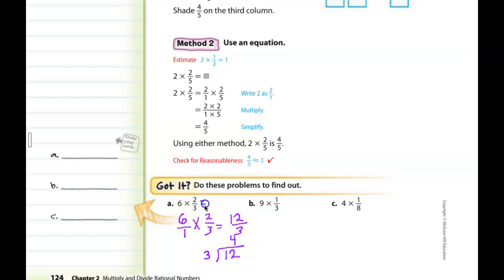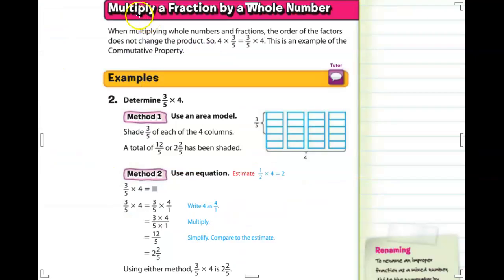And that fits into a whole number being multiplied by something smaller than 1, gives us a product that is less than the factor that was multiplied by something less than 1. Okay, very good. Okay, now we're going to multiply a fraction by a whole number.